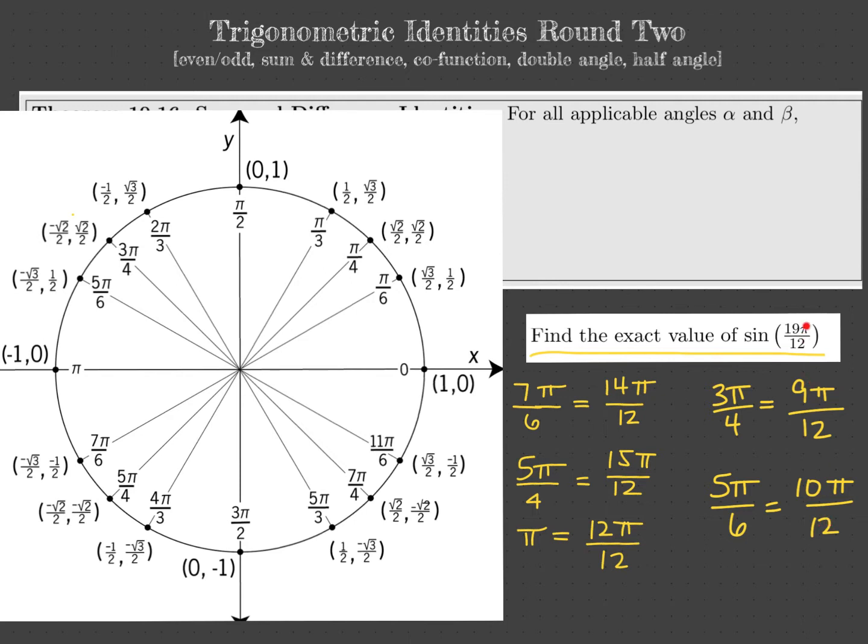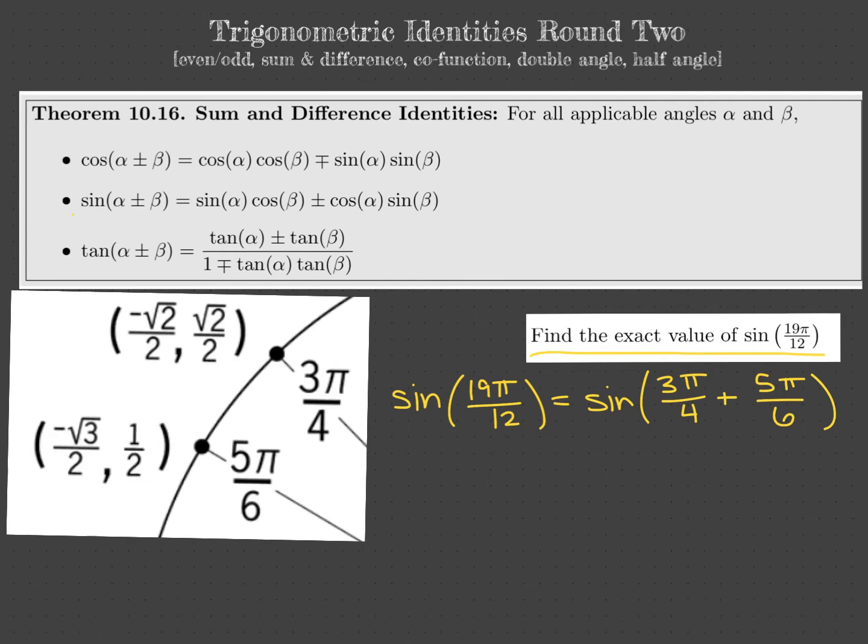So it looks like in order to get 19π/12, we can add 3π/4 and 5π/6 together. Okay, so once again, I zoomed in on the two angles that we want. With addition, obviously the order doesn't matter because addition is commutative, so we could have made either one our alpha and either one our beta. So again, a few different ways to do this.